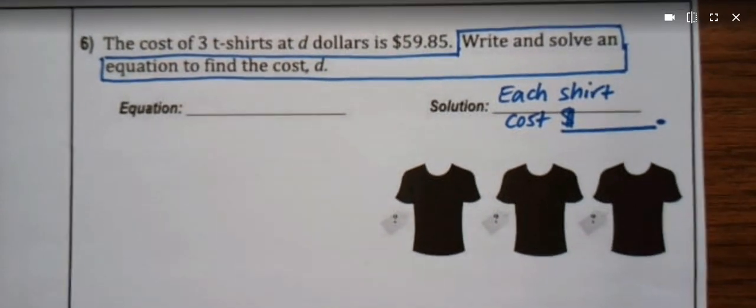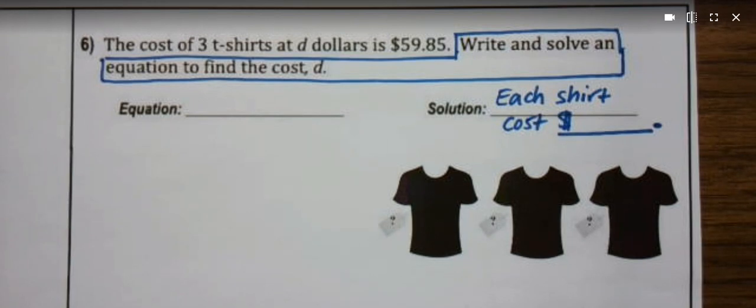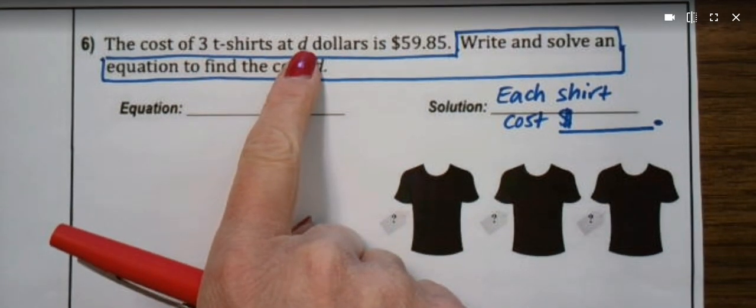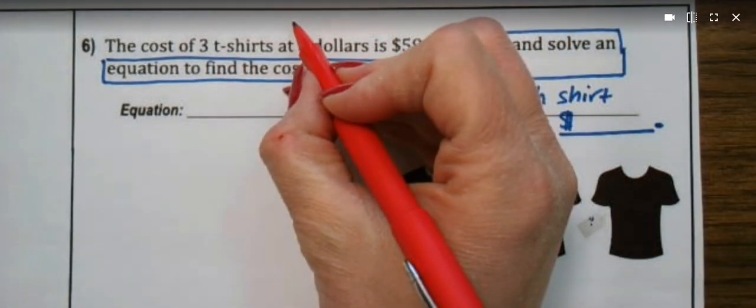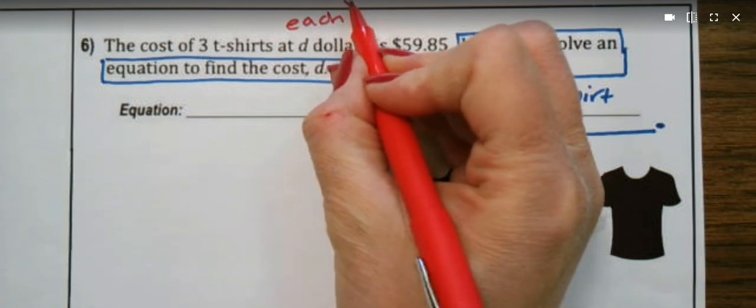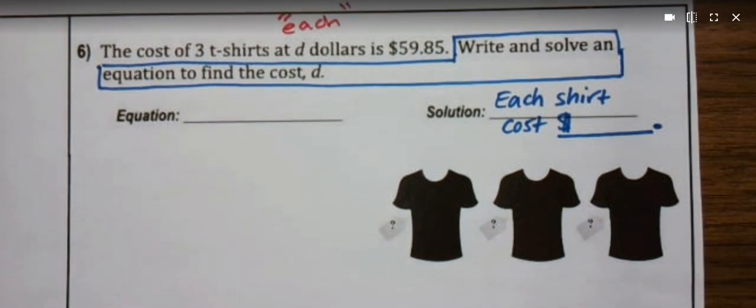The cost of 3 t-shirts at $D is $59.85. So we bought 3 t-shirts at D dollars. Write and solve an equation to find the cost D. When it says 3 t-shirts at D dollars, it's another way of saying that we bought 3 t-shirts and they were each D dollars. But you'll sometimes see the word "at". It means at D dollars each.